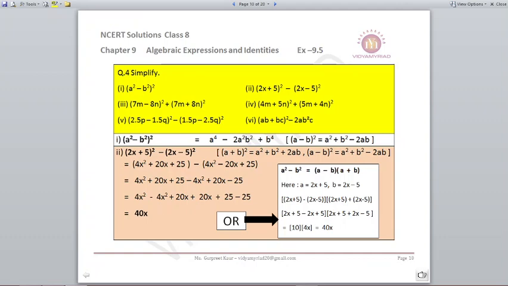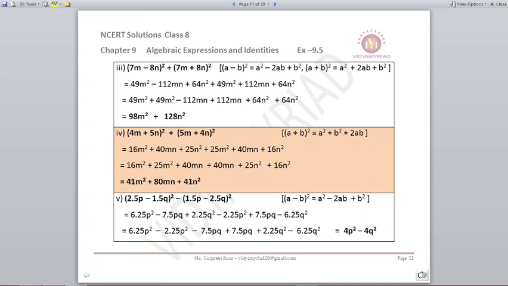Another method of doing it is, we know the formula of a square minus b square. A square minus b square can be written as a minus b, a plus b. Now in this part, a is 2x plus 5 and b is 2x minus 5. Put it into the formula, multiply, you will be left with 10 multiplied by 4x, answer will come 40x. So any of the methods you like, you remember the formula, you can do that. Please take care of the minus sign outside the bracket because you need to change the sign afterwards.